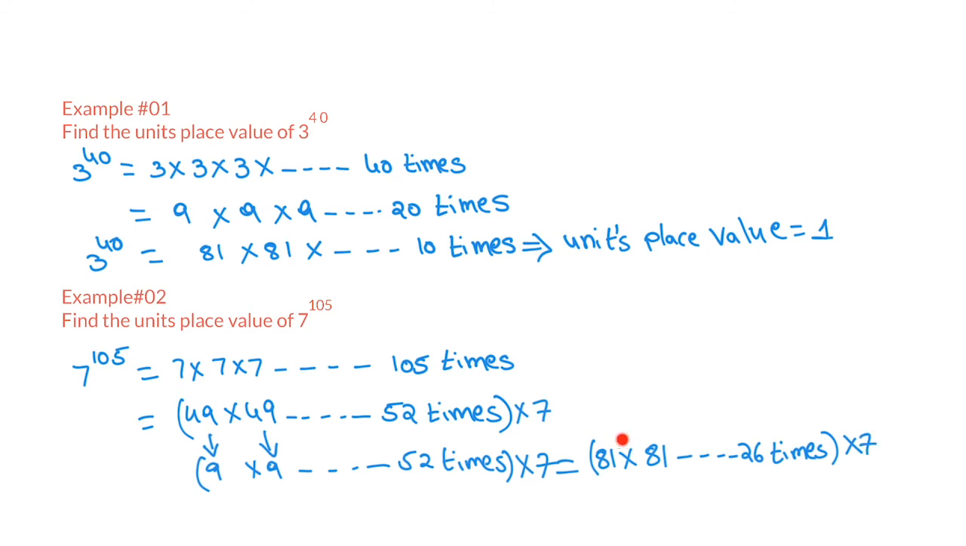From quick trick 2 we can say that the units place value of this number is 1. Right, the units place value of this product is 1, and we have 7 in multiplication with that value, so the desired units place value is 7.